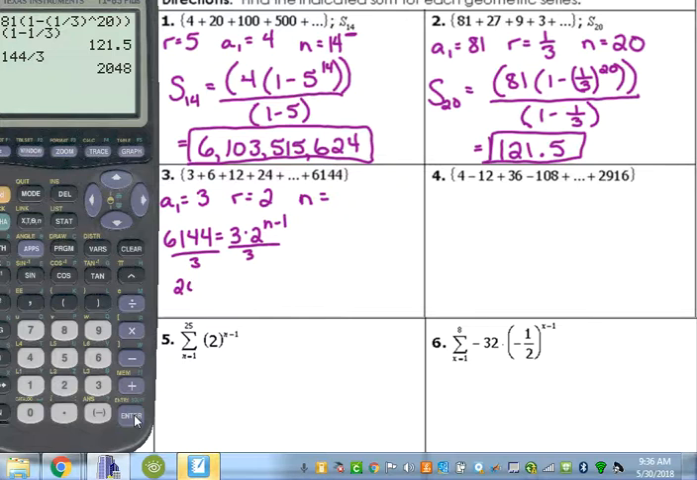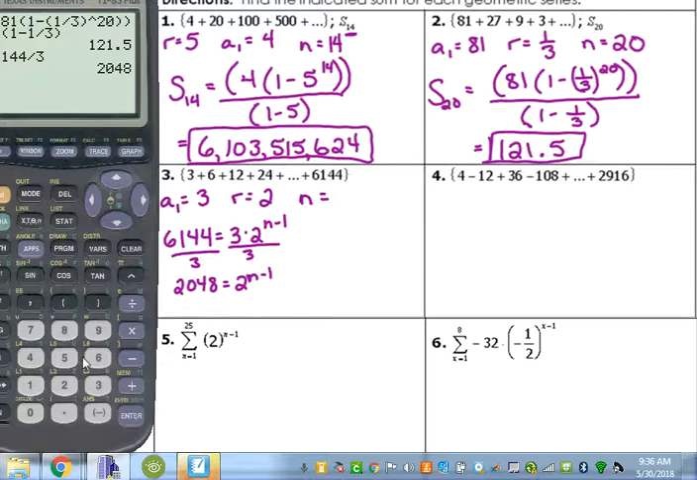And we get 2,048 is equal to 2 to the N minus 1. This is an exponential equation. When we had exponential equations, what was the first thing that we tried to do? Y'all remember to solve them? We wanted them to have the same base if possible.